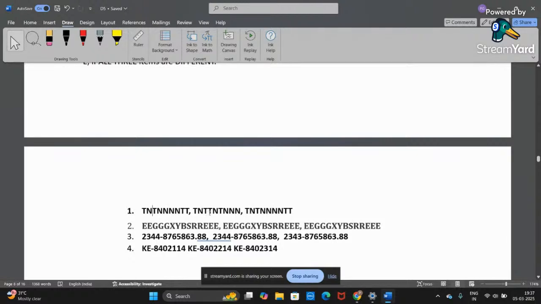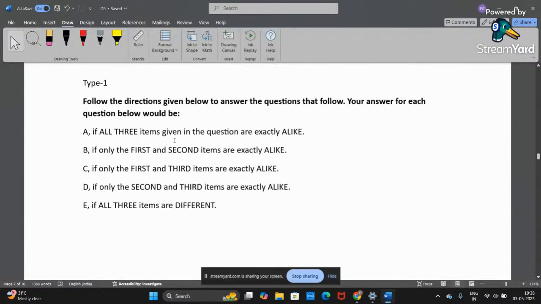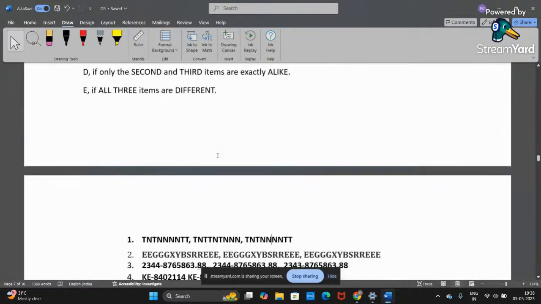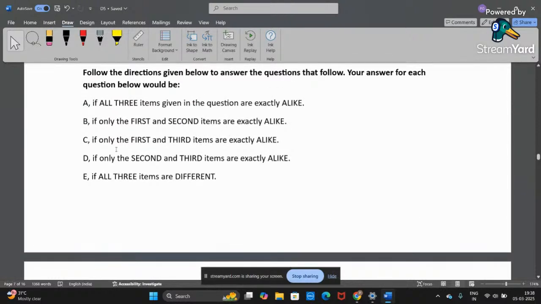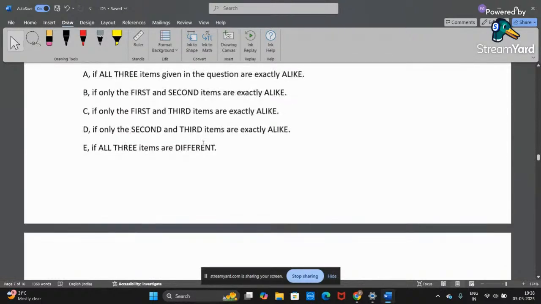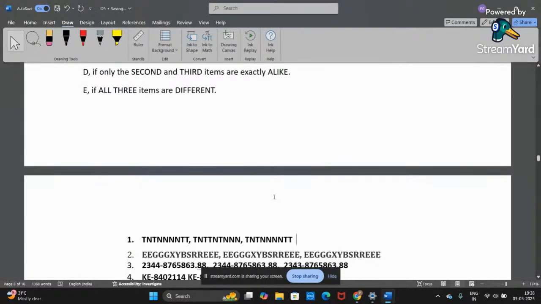TNT, TNT, TNT, NNNN, NNNN, TT, TT. See, this first one and third one are same, but this second one is not same. So what will be your answer? All three? No, all three are not same. So A is not the option. First and second are alike? No. Your first and third ones are alike. So this is also not the option. First and third items are alike. So yes, in this option C is the right answer.